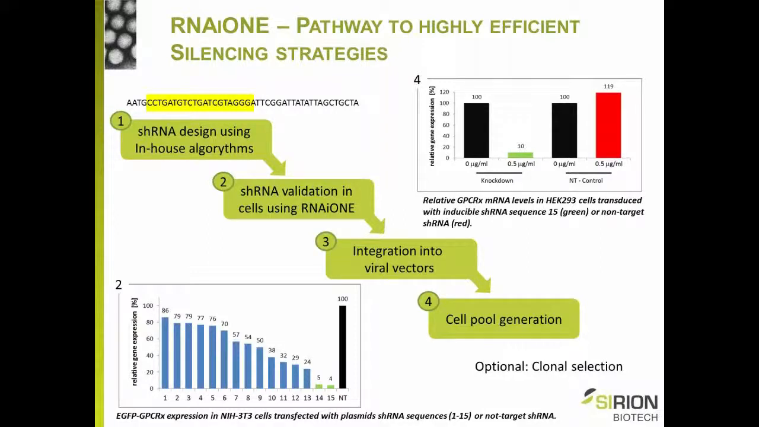What we then do, and this is very important, is use a validation vector. We clone each shRNA into a single validation vector, and then we do in vitro analysis of activity. This is what you see at the bottom. Here we tested 15 designs against a GPCR, which is notoriously difficult to knock down. And as you may see, even though we used 15 top-ranked shRNA designs.